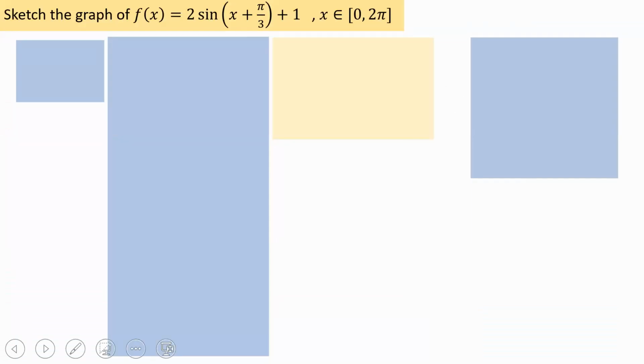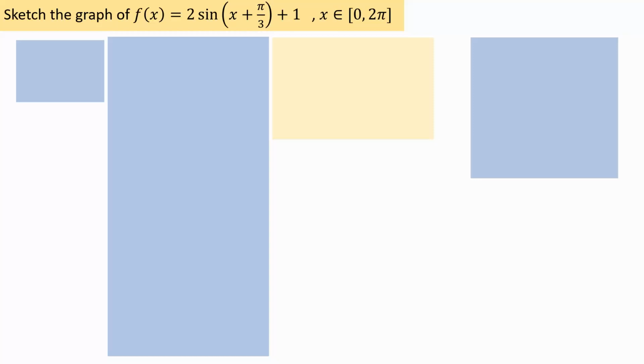Action. Copy this example down. These are just the sort of working solutions I'll be doing on the side so that I can sketch. So I'm not even sketching yet, I'm just doing the solving. So I want you to copy this equation down. I've got 2 times sine of x plus pi on 3, plus 1, and I've kept the domain pretty simple as well. It's between 0 and 2 pi.